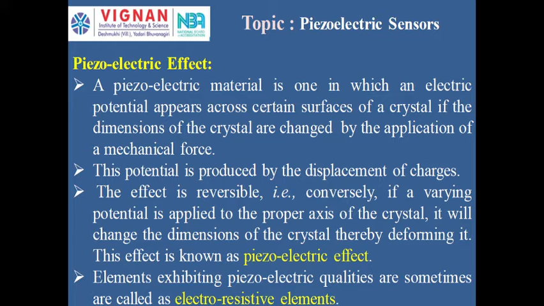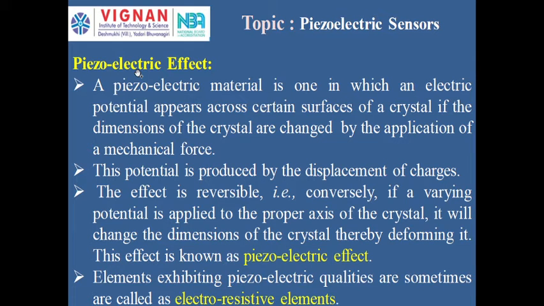It is one in which an electrical potential appears across certain surfaces of a crystal if the dimensions of the crystal are changed by the application of mechanical force. So we will see what actually happens. And also this effect is reversible. That means, conversely, if a varying potential is applied to the proper axis of the crystal, it will change the dimensions of the crystal, thereby deforming it.